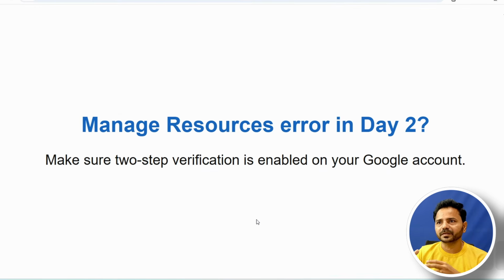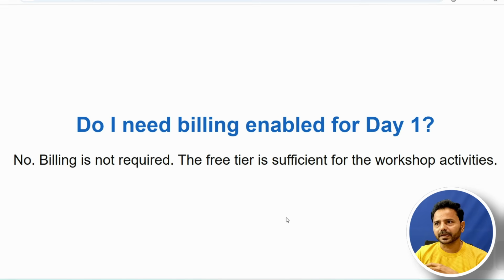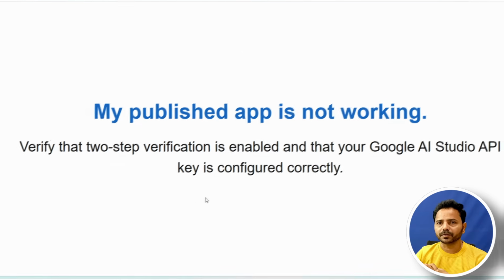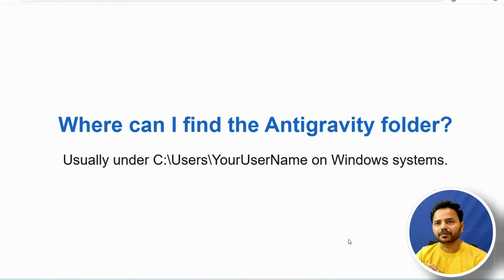A couple of you noticed the manage resource error in the day 2 session, right? Make sure your two-step verification is enabled on your Google account. Do I need billing enabled for day 1 or day 2? No, billing is not required. The free tier is sufficient for the workshop activities. Clear? My published app is not working. This is again from day 1. Verify that two-step verification is enabled and your Google AI Studio API key is configured properly. It will be resolved.